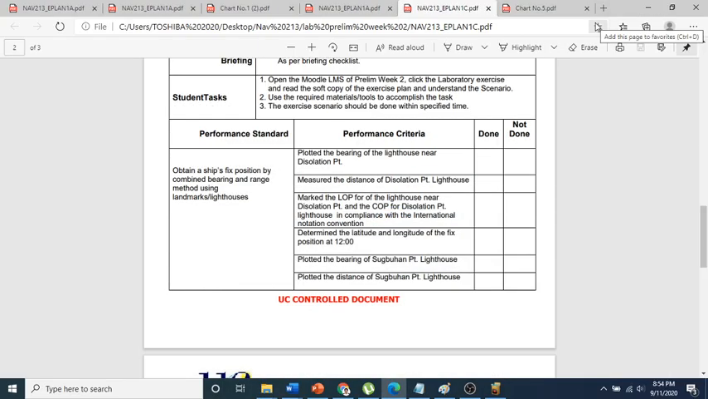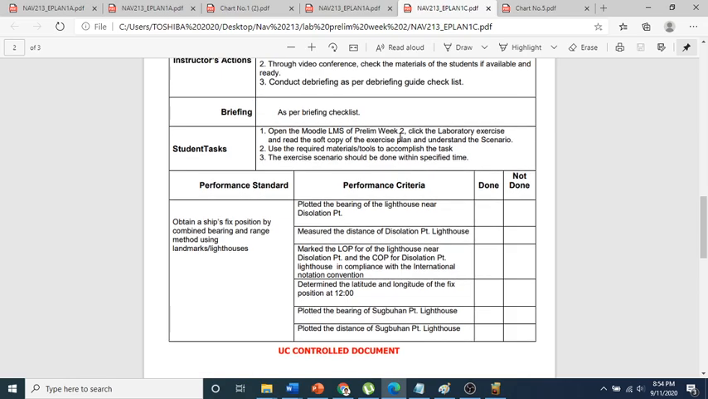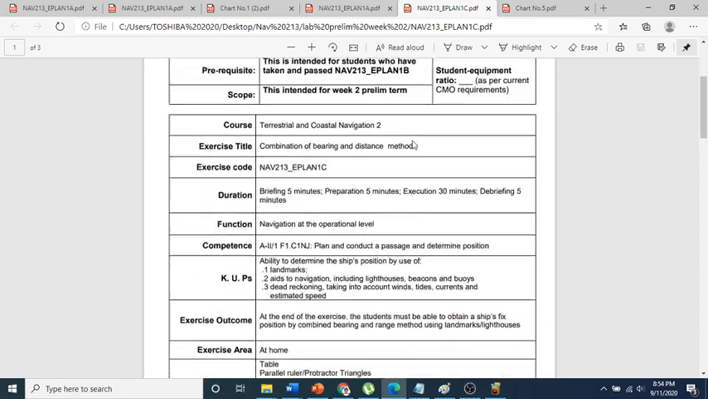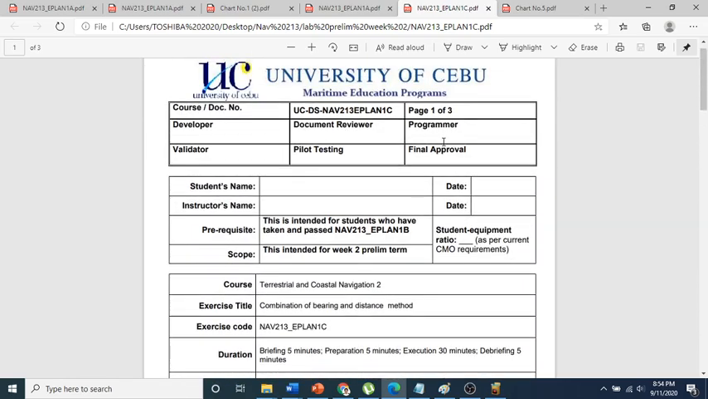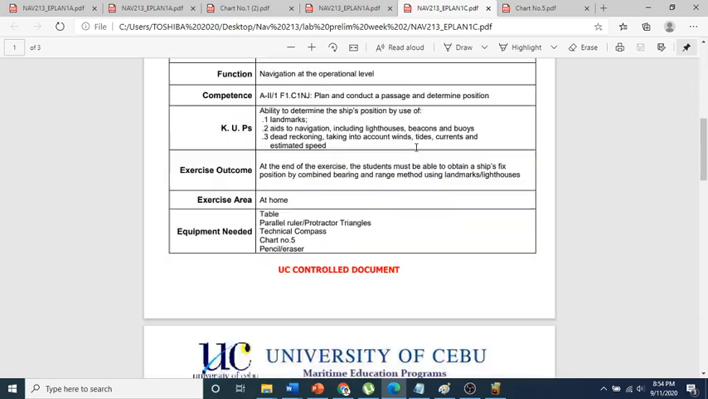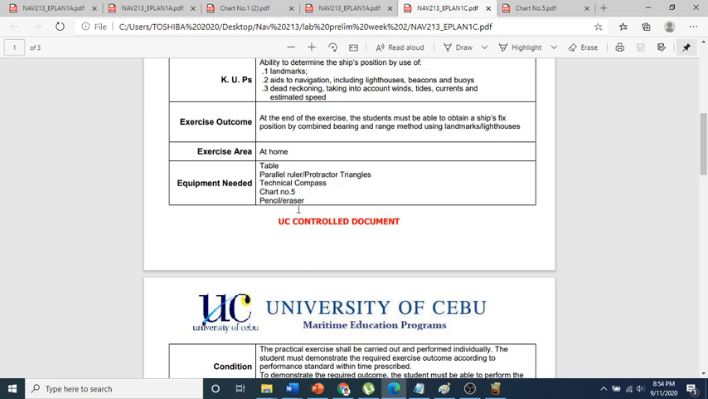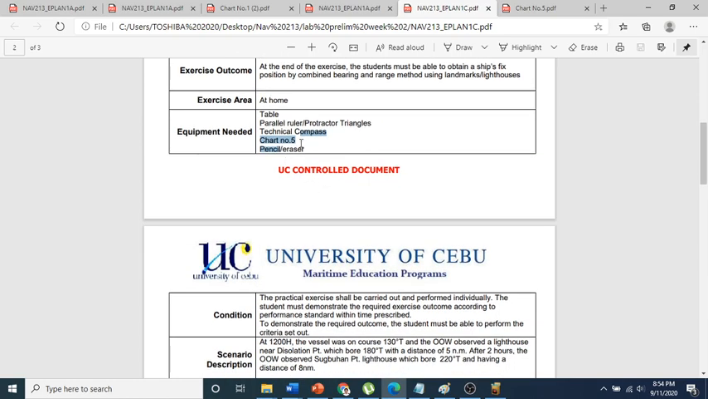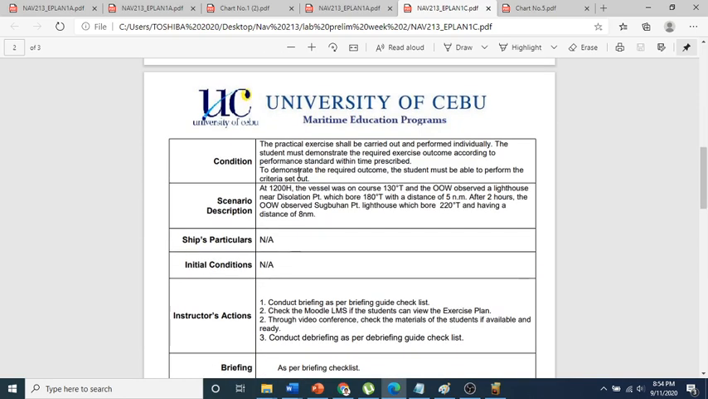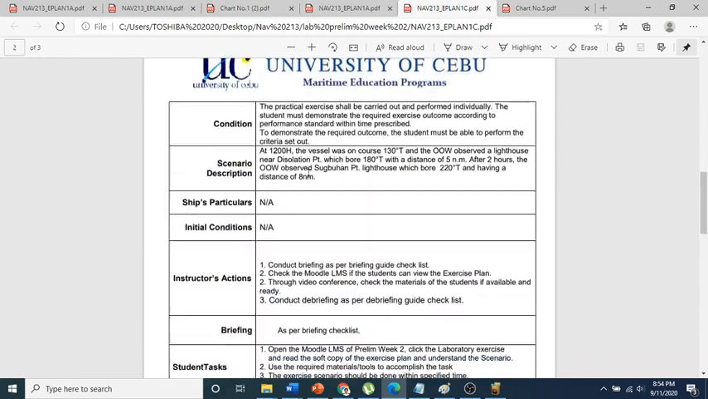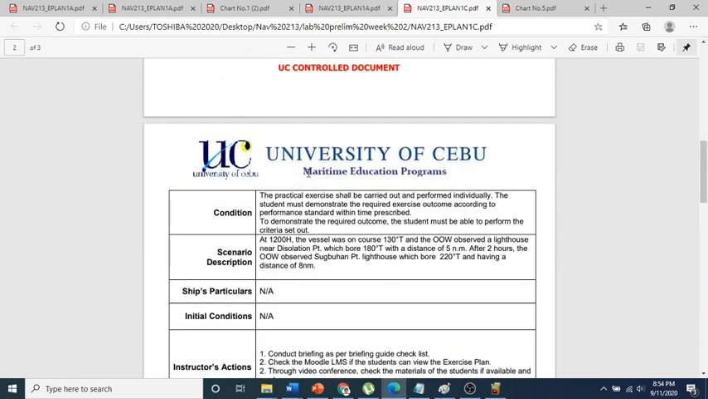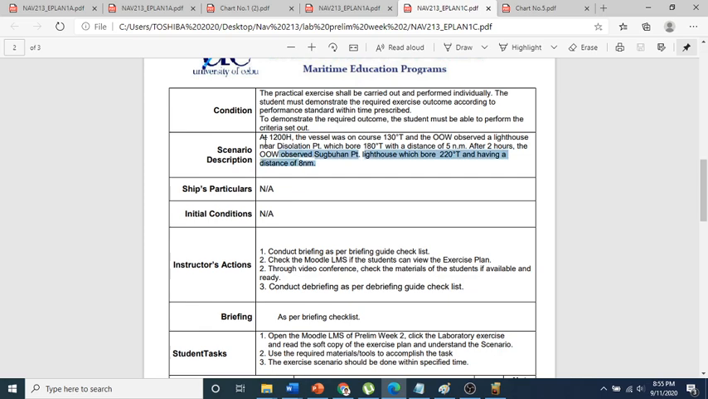Today we're going to be answering E-plan 1C of NAV 213. Again, this can be found in your module, so download this accordingly and print it. And secure the following, especially chart number 5. The same is required, only this is now chart number 5. Read this E-plan carefully and focus your attention on the scenario description.